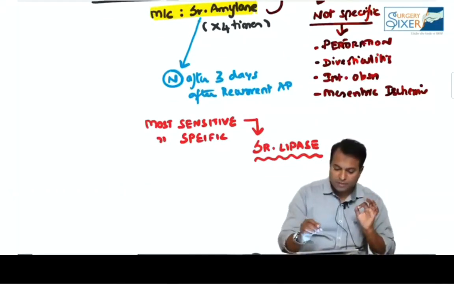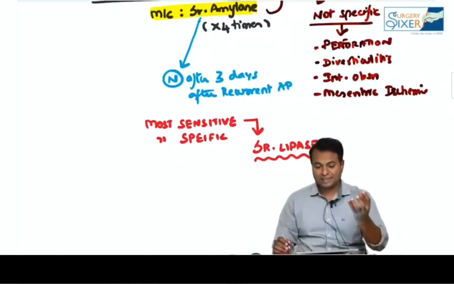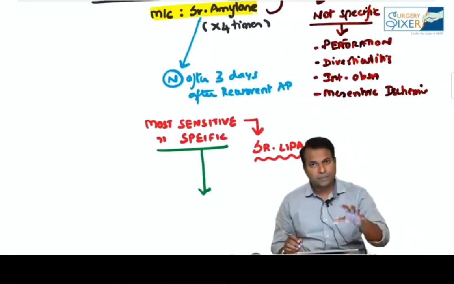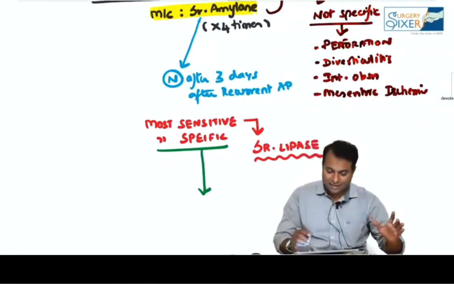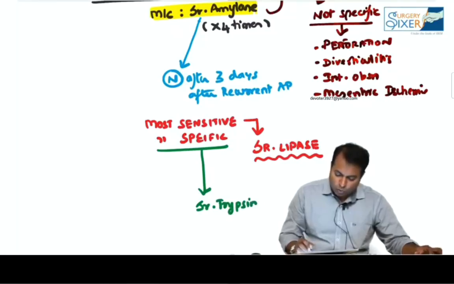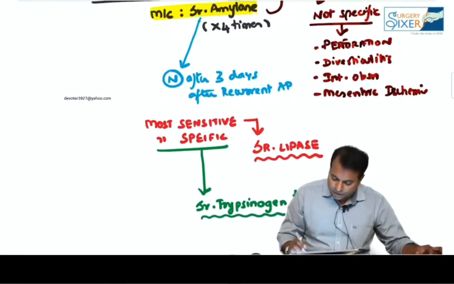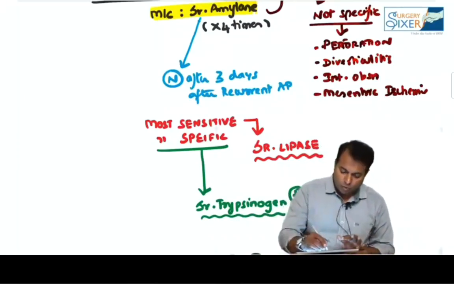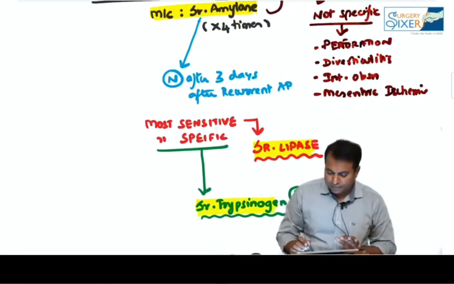But I will tell you this is not specific. Why? Because lipase is also elevated in parotitis. Specific means it should be elevated only in that condition. So at super specialty level, the most specific answer is serum trypsinogen. Serum trypsinogen is elevated only in acute pancreatitis, though not commonly done. So please don't forget, most sensitive is serum lipase, most specific is serum trypsinogen. Please don't forget these points.